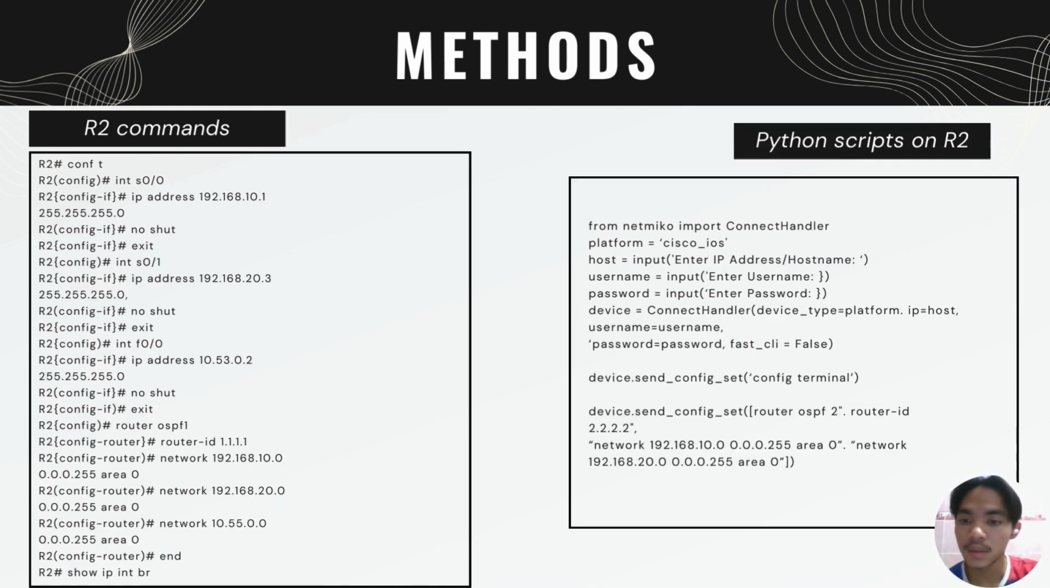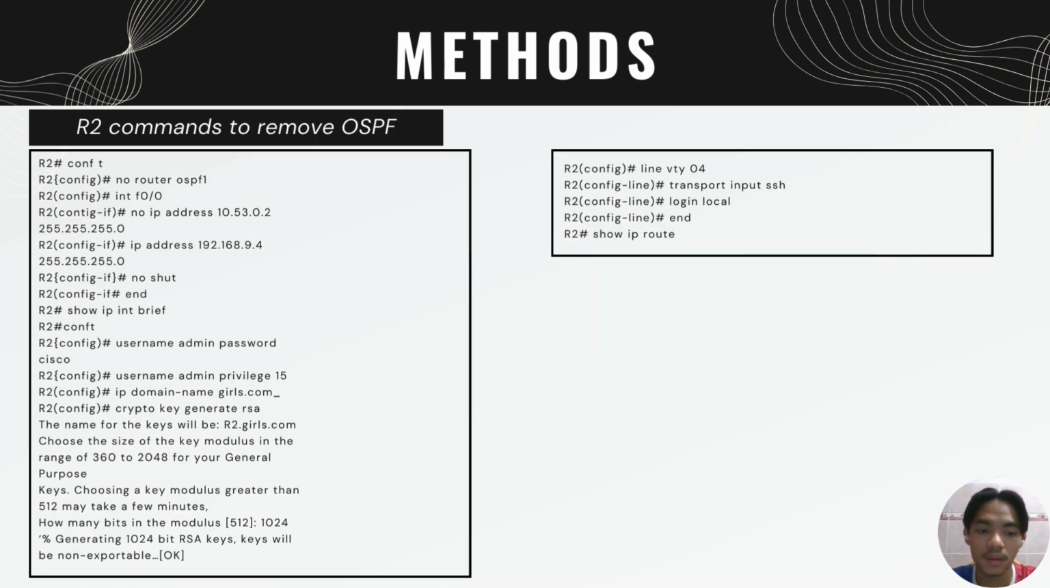For the router 2 commands, we set up the IP address 192.168.10.1. You can see it on the left side, and the right side is the Python scripts for router 2. In this page, it is the same as what we did in router 1 to remove the OSPF, because we want to run the automation by prompting for the IP address, username, and also the password in the Python script later on.